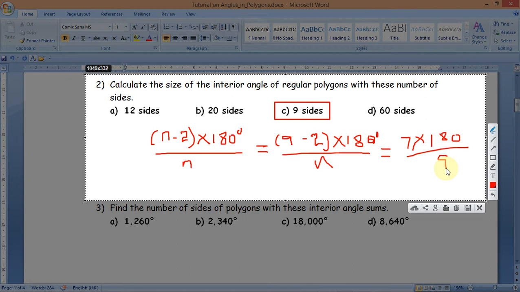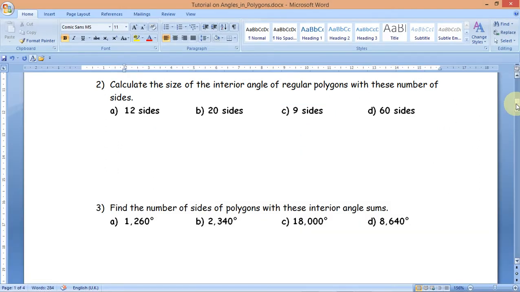So 1,260 divided by 9 gives what? That is 140 degrees. By implication, each interior angle in a 9-sided polygon is 140 degrees. So let's go to the next question.